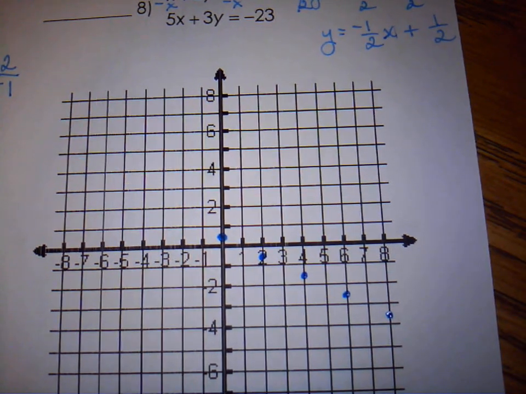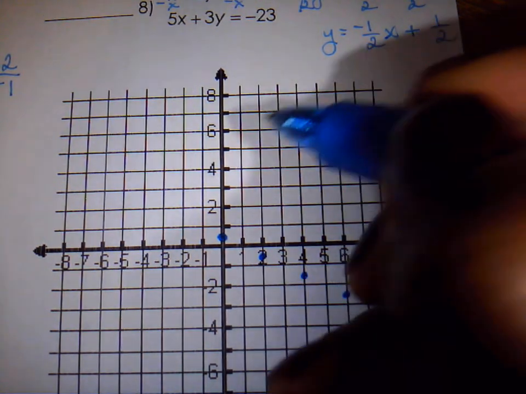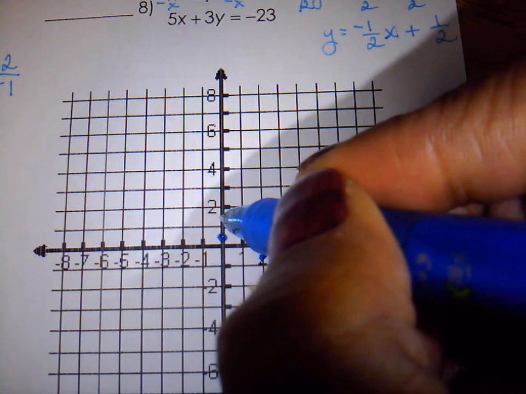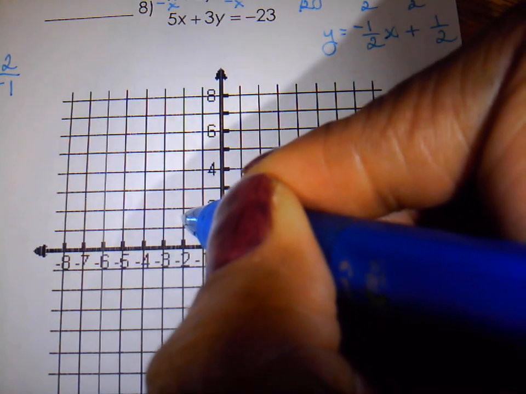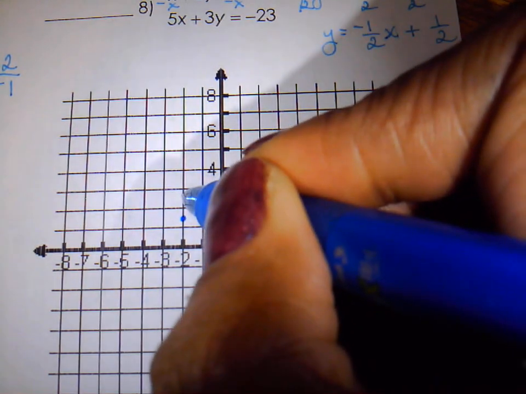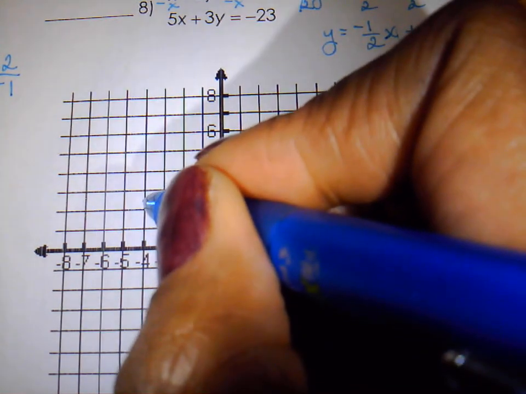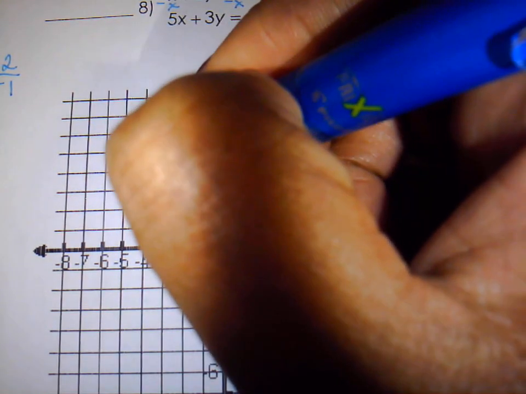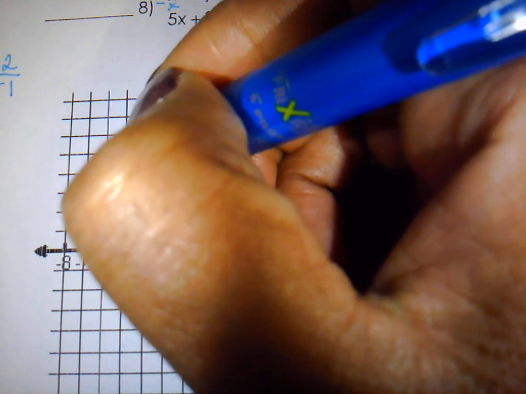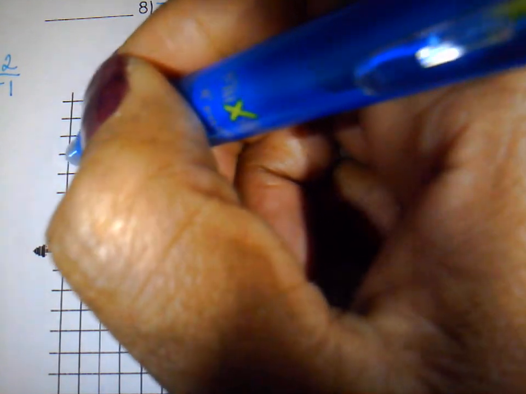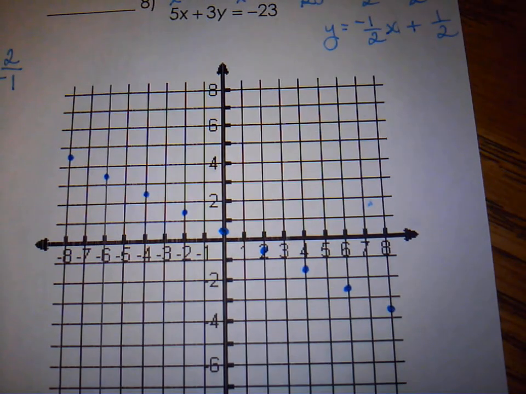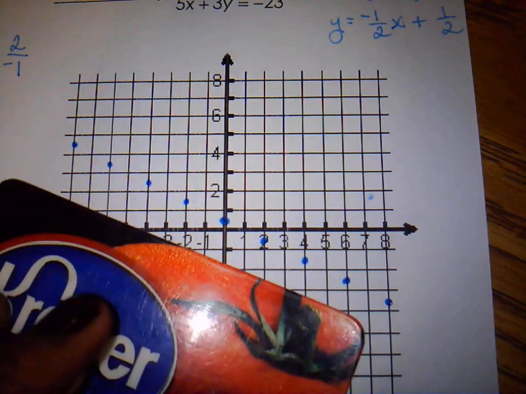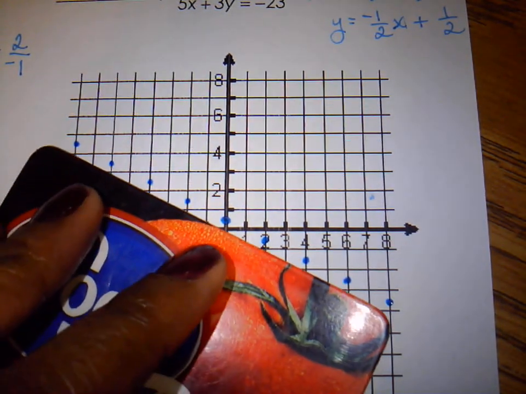Now I'm going to flip the script and go the opposite direction. I'm going to go up 1 and back 2. Up 1 and back 2. Did you maintain in between the lines? Okay. Connect your dots.